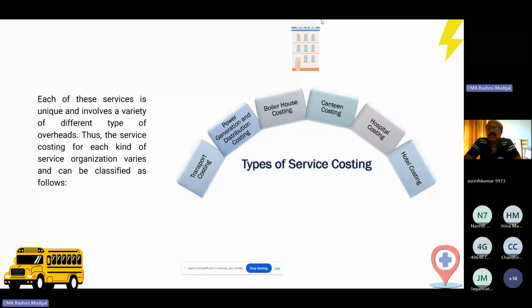Hospital costing. Every hospital has a different costing. We can see the hospital has single bed, double bed, general departments, and their costing depends upon how many doctors are sitting there. There are different types of medicines given to different patients. So these are the costs which are different from each other.